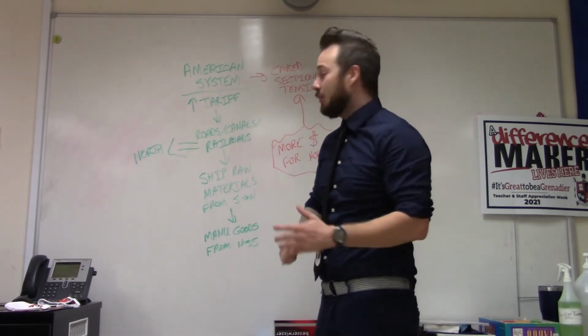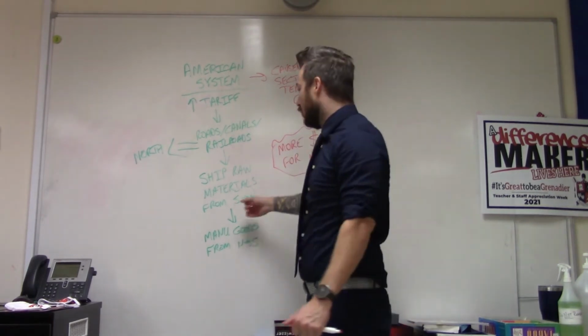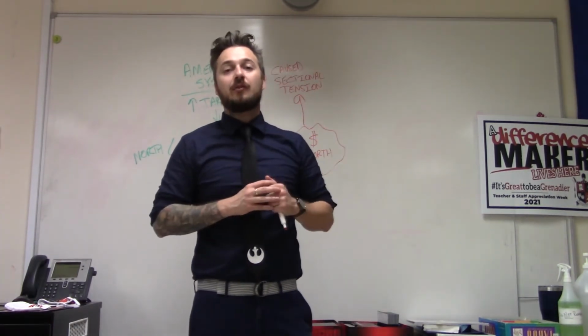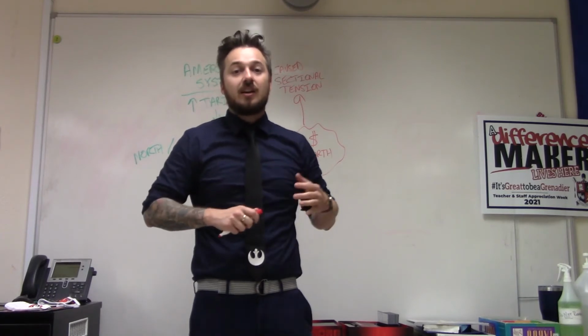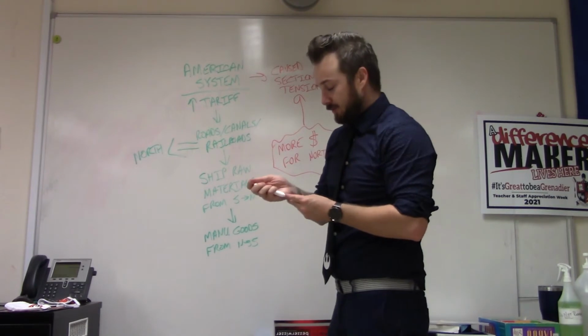That is something to keep in mind because in the South, we're going to have plenty of farms. In the North, we're going to have plenty of factories. We don't have slaves in the factories. We only have them down south in the farmland. So slavery and sectionalism are kind of going hand in hand with each other.